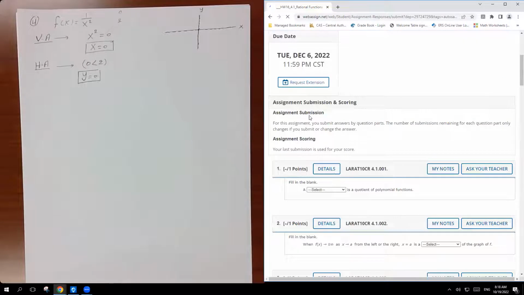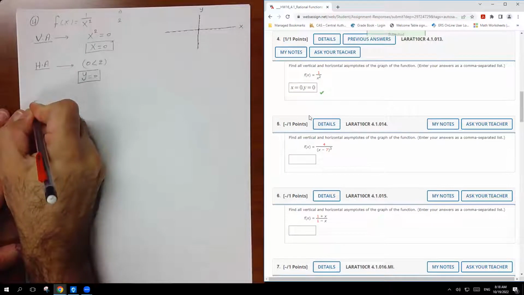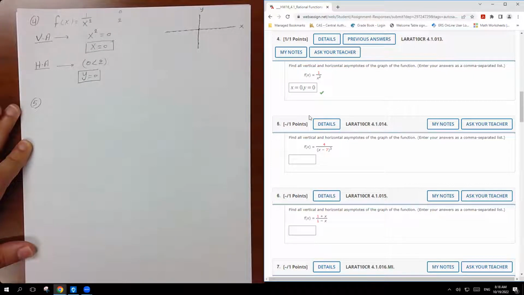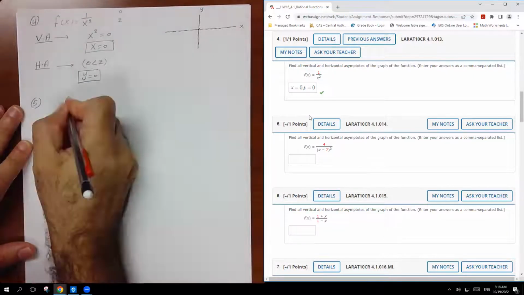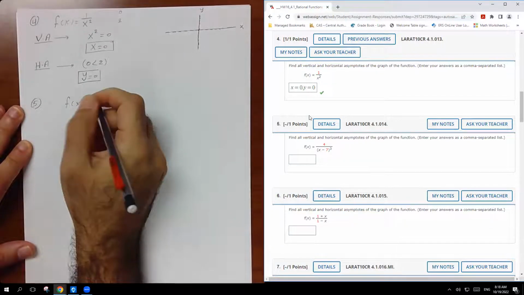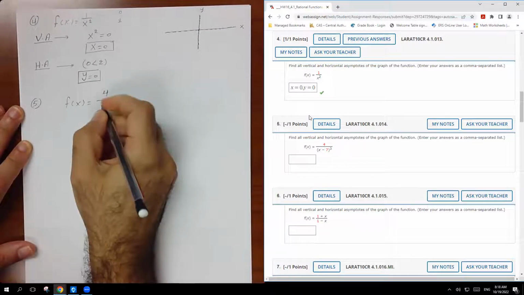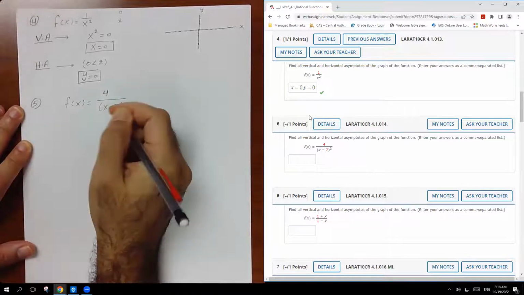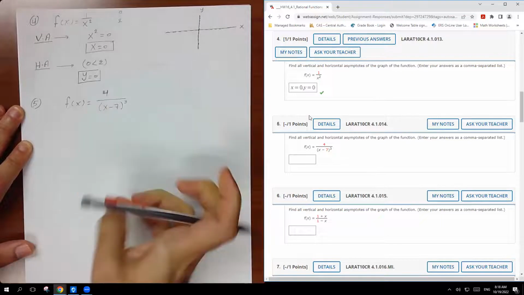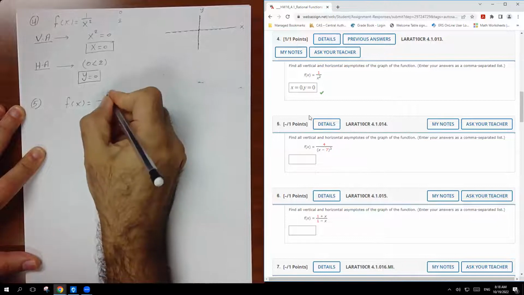Let's check the second one, Example 5. We've got to do the same steps: find the vertical and horizontal asymptote. So our function now, f of x equals 4 over x minus 7 cubed. So now let's do the same thing and find the asymptotes.